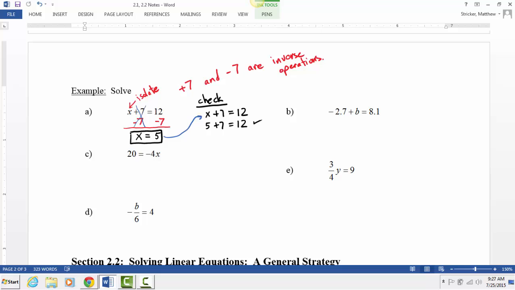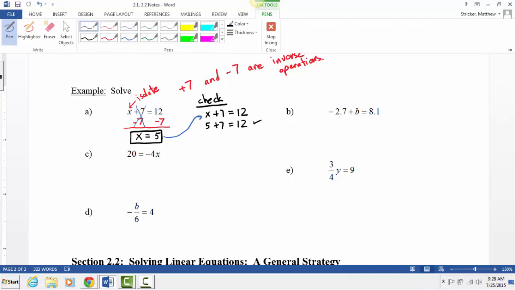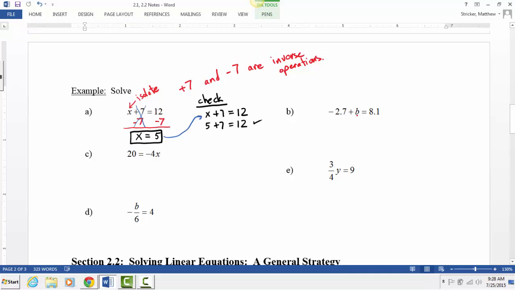Let's move on to example B. This is a similar sort of problem. Again, ask yourself, is that b by itself? No, we need to isolate it. Now this one's a little bit different because it looks like we are adding a number here. This looks like b is being added to negative 2.7, but when you add a negative, that's really, remember, like subtracting. I don't really care so much about this sign as much as I care about what's this number here.